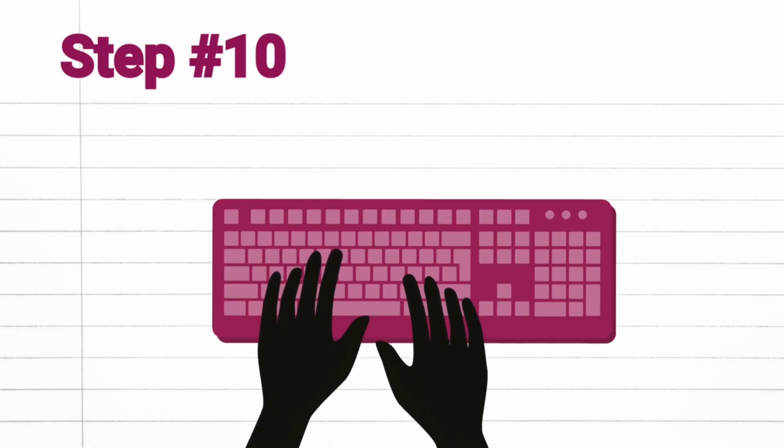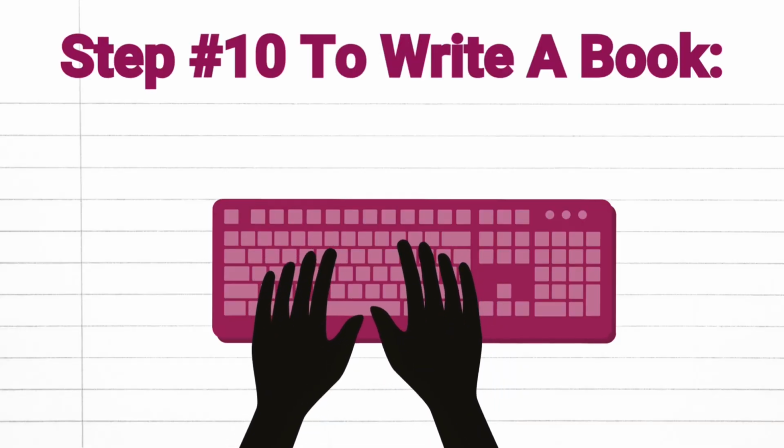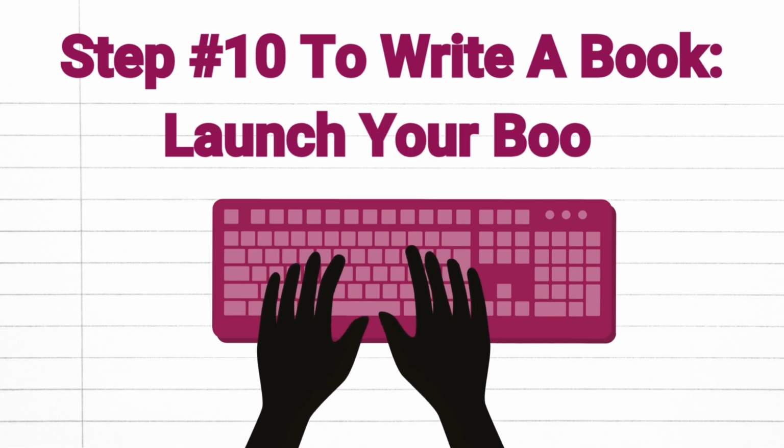And finally, step number 10 for how to write and self-publish your book without using Amazon KDP is to launch your book. This step is where you're actually going to make money. If you just list your book for sale on Amazon, on your own website, wherever, and you don't tell anybody about it, you will not make money.